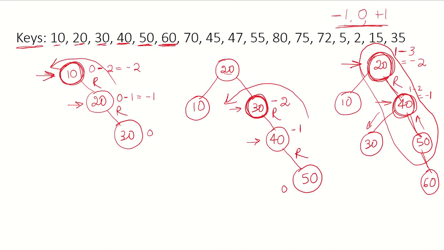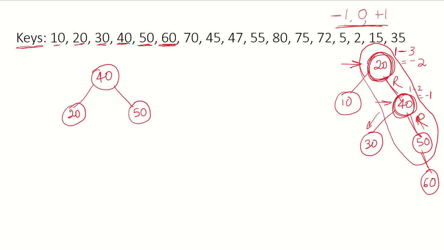And what kind of an imbalance is this? This is an RR imbalance. So an RR rotation would be required. When an RR rotation is done, these 3 nodes will be placed like this. 40 has moved up, 20 has been pulled down, and 50 has come as the right child of 40.